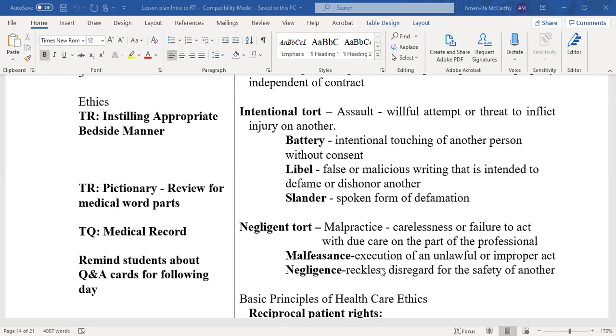A lot of times it's because therapists have so much work, because staffing might be low, and so you start being negligent. You've got to be careful, okay? And then negligence is reckless disregard for the safety of another.